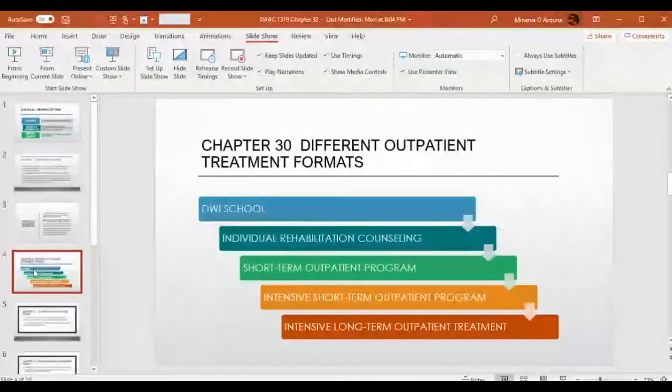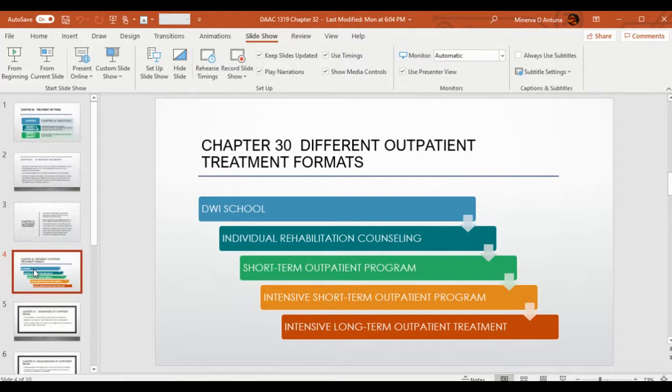So there's different outpatient treatment formats. One of them goes, you know how we had said earlier, from the least restrictive to the most restrictive. And then you may have to go gradually through them. Some people go all the way through these steps. Some only go one step. It depends on a client's need, correct?